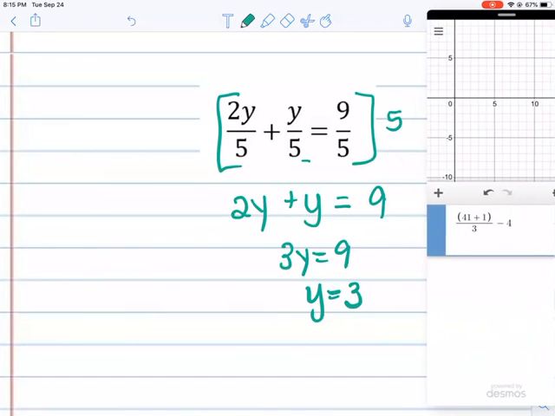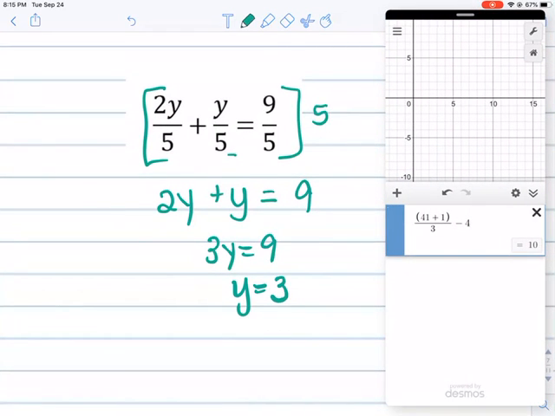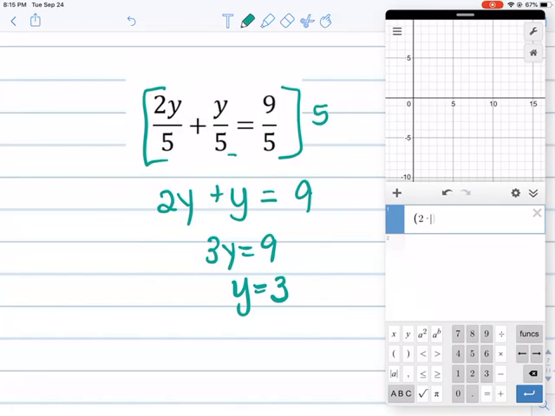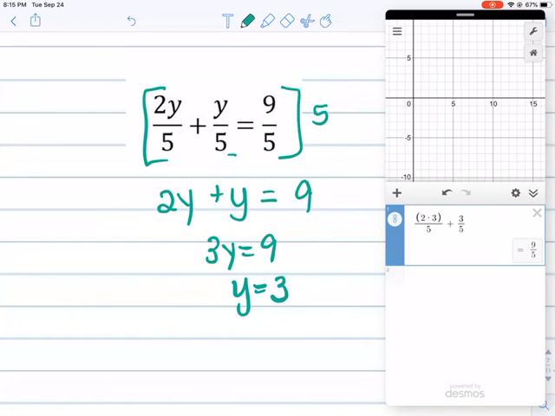And again, you can definitely check all these, right? So you can plug it in. We know it's 9, which is great. Let me actually go this way again. 2 times 3 divided by 5 plus 3 divided by 5. 1.8, which is 9/5. Boom, done. Okay.